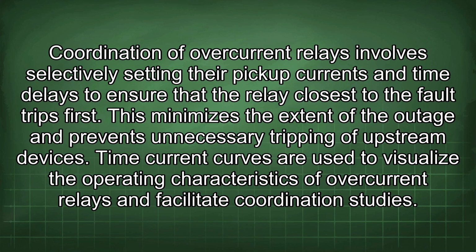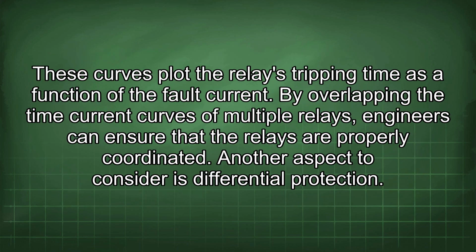This minimizes the extent of the outage and prevents unnecessary tripping of upstream devices. Time current curves are used to visualize the operating characteristics of overcurrent relays and facilitate coordination studies. These curves plot the relay's tripping time as a function of the fault current. By overlapping the time current curves of multiple relays, engineers can ensure that the relays are properly coordinated.